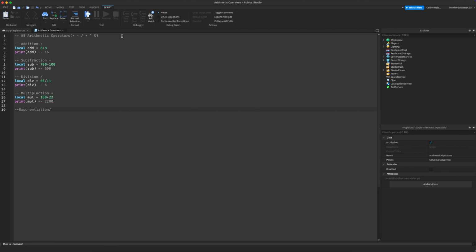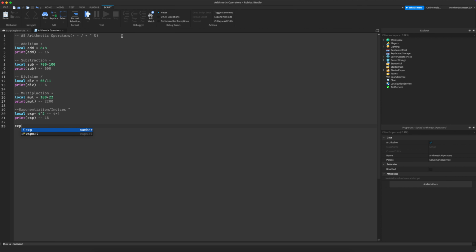And the next one is exponentiation, which is basically just indices, and that is just this little circumflex symbol, which is kind of like a little hat. So if we do local exp equals 4, which is basically to the power of 2. So what this is doing is just 4 multiplied by 4. So if we print exp, that will print 16 in the output.